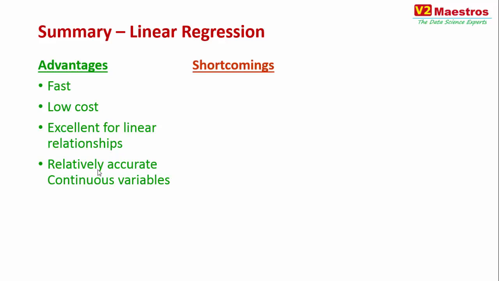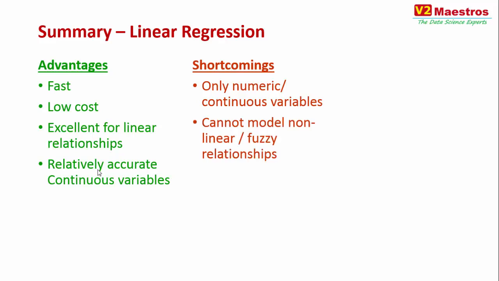But what are the shortcomings of this algorithm? It can only be used on numeric continuous variables. It can't be used for textual data. It doesn't work that well for class kinds of data, like male or female. Data has to be continuous. It cannot model nonlinear or fuzzy relationships. That's another issue with it. So it's limited by what it can model. If the relationship is not linear, you can't do that. There are other advanced regression algorithms for modeling nonlinear relationships or quadratic relationships and so on.